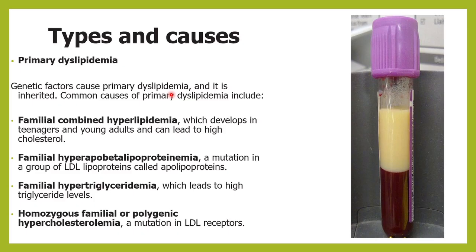It could be primary. Primary means there are familial conditions, like familial combined hyperlipidemia, which leads to high cholesterol. Familial hyper-apo beta lipoproteinemia, where there is a mutation in the group of LDL lipoproteins. Familial hypertriglyceridemia, which leads to increased triglyceride level, or homozygous familial or polygenic hypercholesterolemia because of the mutation in the receptors of LDL.